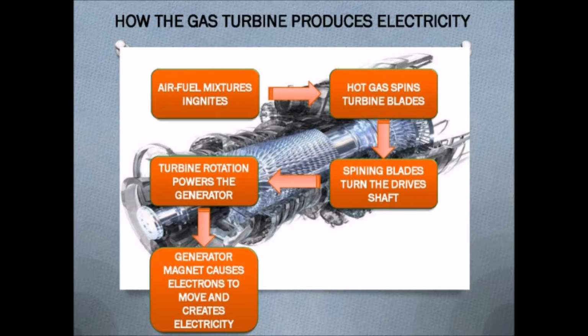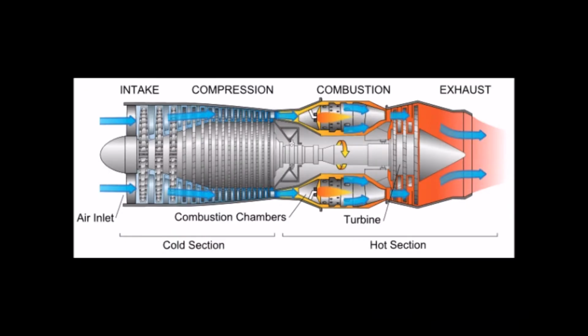The spinning turbine is connected to the rod in a generator that turns a large magnet surrounded by coils of copper wire. For the last, generator magnet causes electrons to move and creates electricity. The spinning generator magnet creates a powerful magnetic field that lines up the electrons around the copper coil and causes them to move. The movement of these electrons through a wire is electricity.